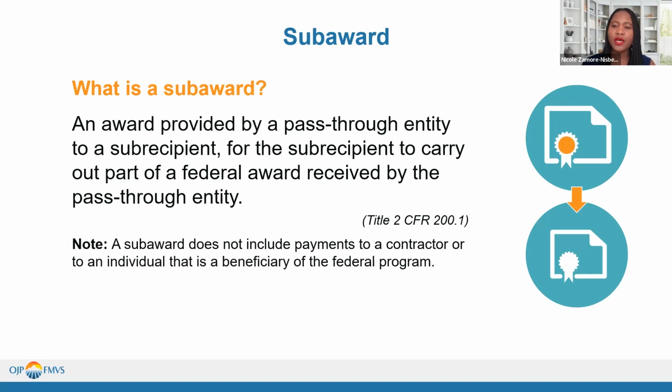Subaward. So I mentioned a subaward in the last slide. This is an award provided by a pass-through entity to a subrecipient to run the program. It is important to note that a subaward does not include payments to a contractor or an individual that is a beneficiary of the federal program. Next slide.